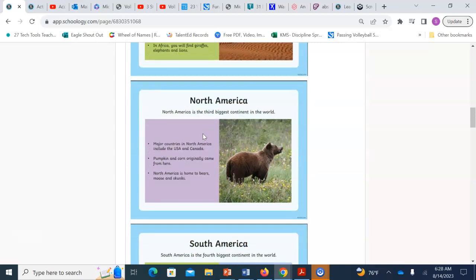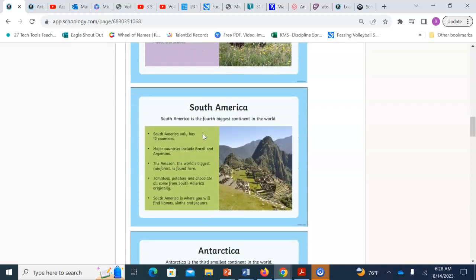North America, that's our home. We're the third largest continent in the world. And some of our countries, although when they learn in school, most people think the only countries that are part of North America are the USA, Canada, and Mexico. That's not really true. There's about 23 countries in North America, but those are the main countries that people think of when they think of North America. Pumpkin and corn originated here in North America, and we have animals like bears, skunks, and the moose.